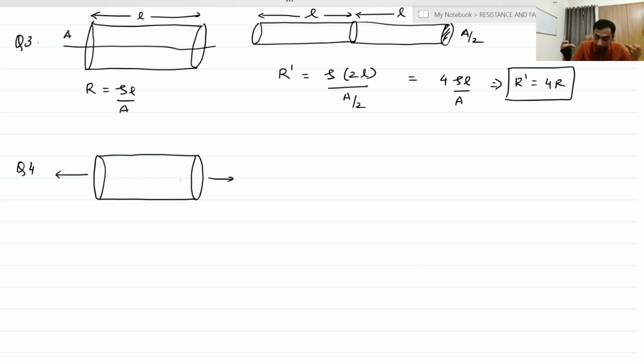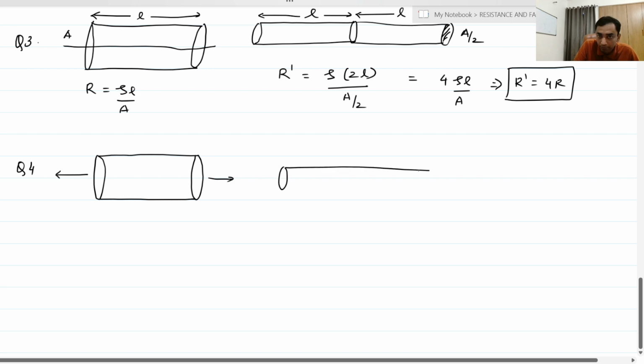And what is going to happen? The length is going to increase. So something like this is going to happen. So the length is being doubled, right? In the problem, it is given that the earlier length was L. Now the new length is twice the previous length. But now you will have to figure out what will be the change in the cross-sectional area. So earlier the cross-sectional area was A, let me call this A dash.